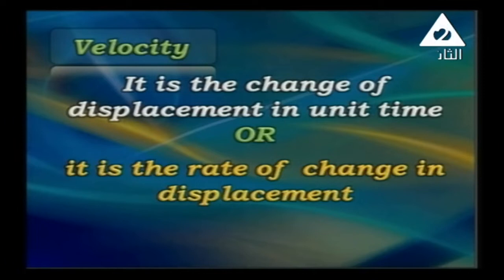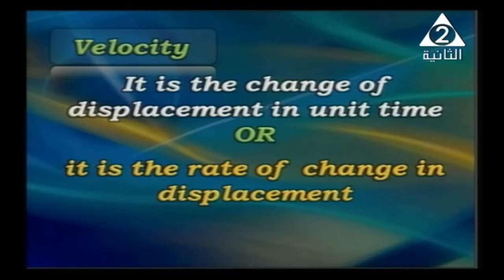Wrong. Why? Because the distance is the actual path of the moving body that changes its position from the starting point to the end point. So the displacement is completely different. What is meant by displacement? Here we have the meaning of velocity first, or it's the rate of change in displacement.